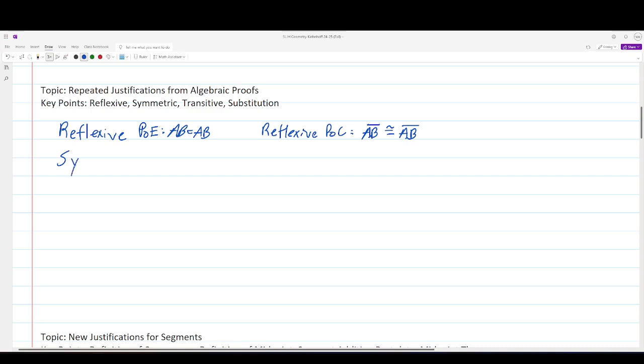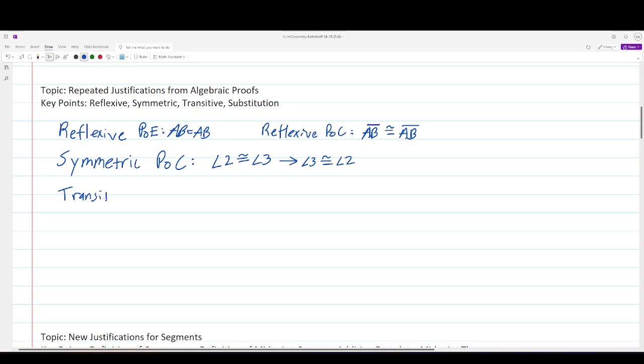So symmetric, I'm not going to rewrite all the POEs. We did those in the algebraic proofs video. So we'll do symmetric POC. That's if I have something like angle 2 is congruent to angle 3, but in fact I need to say the other way around, then I'm able to say that angle 3 is congruent to angle 2. It just lets me swap the left-hand side and right-hand side the same way the property of equality did.